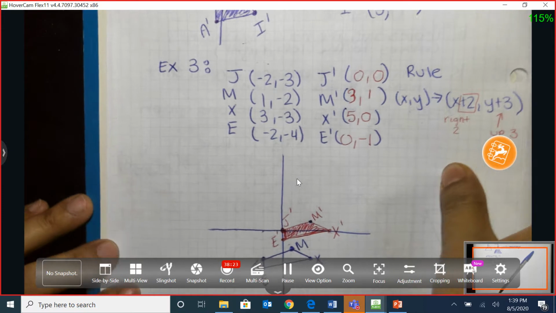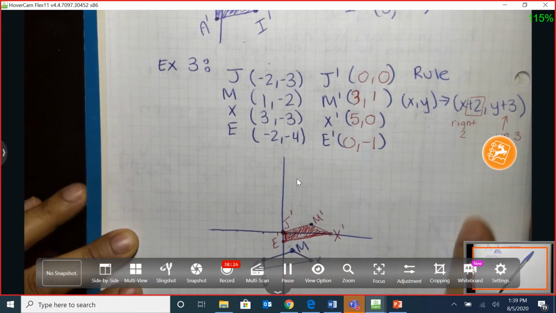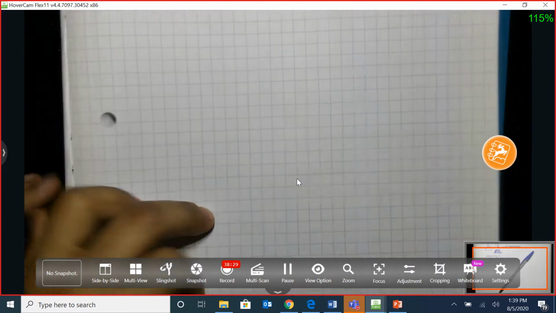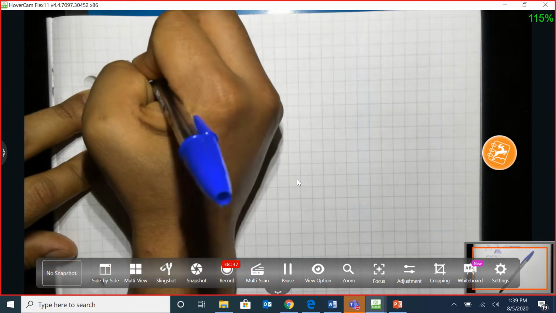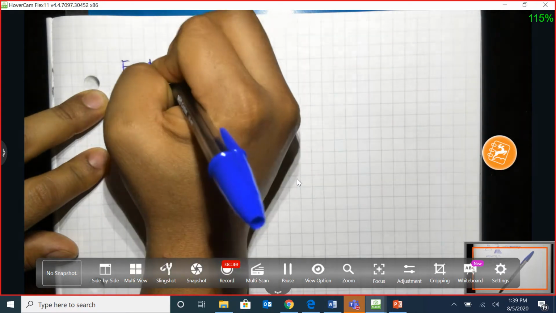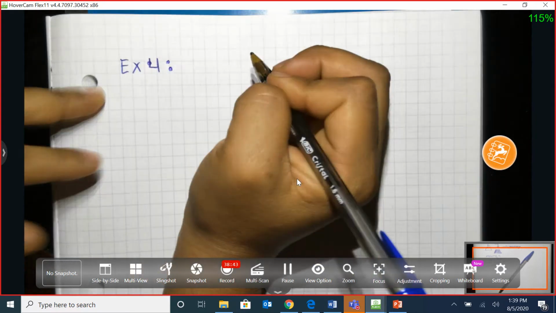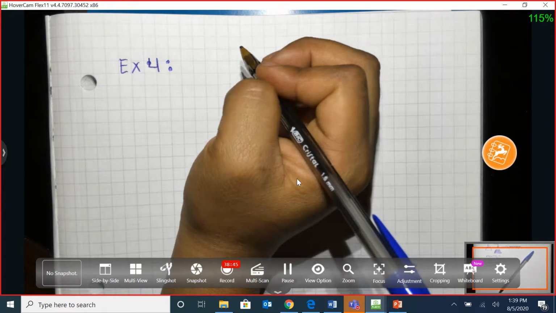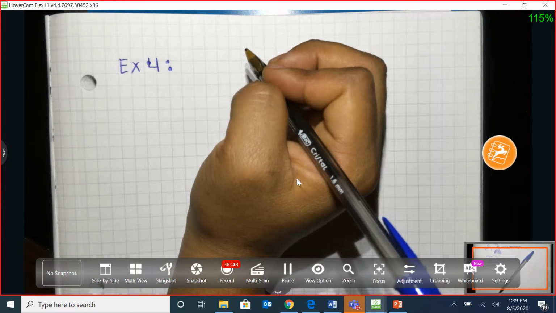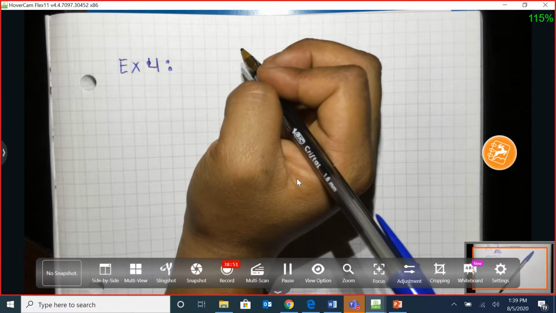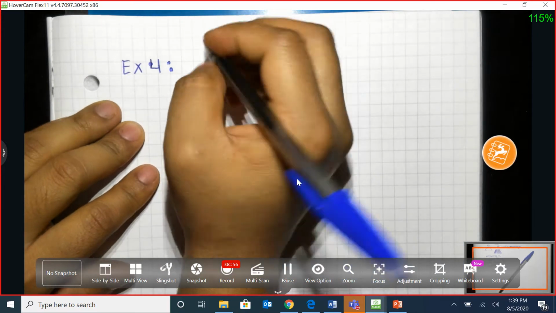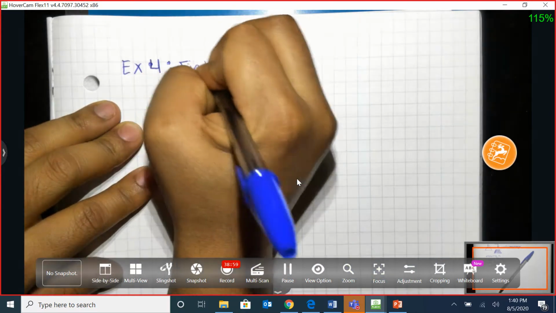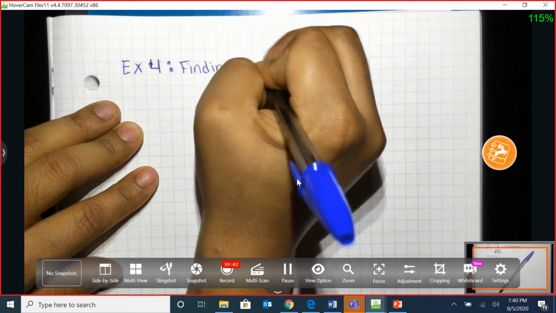So we're gonna go to example 4. In example 4, if you switch your PowerPoint, I think it's question 7. But on here it is your question 4. Instead of you having the graph and having to make the graph or plot the new points, now you're going to be given both the pre-image and the after image, and it's going to be your responsibility to now find the rule. So here it's going to be finding the rule.